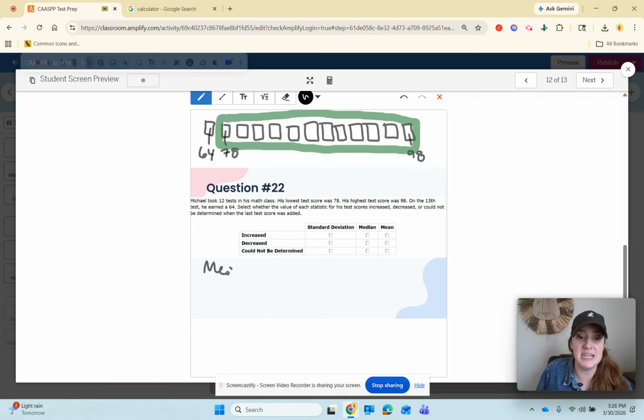So remember, median kind of sounds like middle. We're talking about the middle number, the number that is, I kid you not, dead center in the middle of the data. So there were 12. So in the dead center middle would be 12, not 6. Yeah, 6, right?